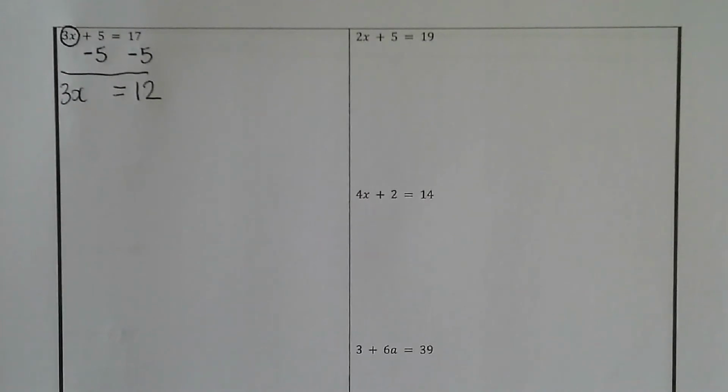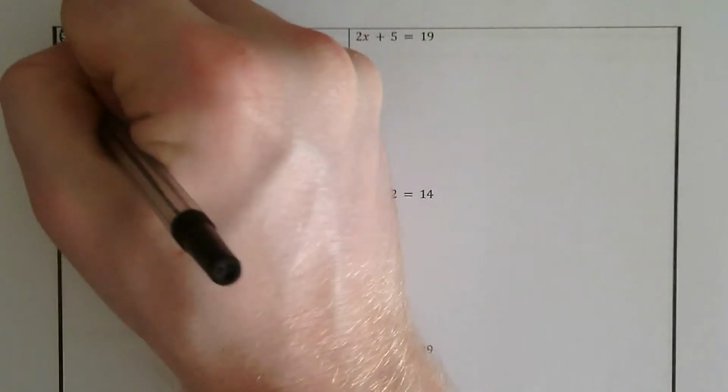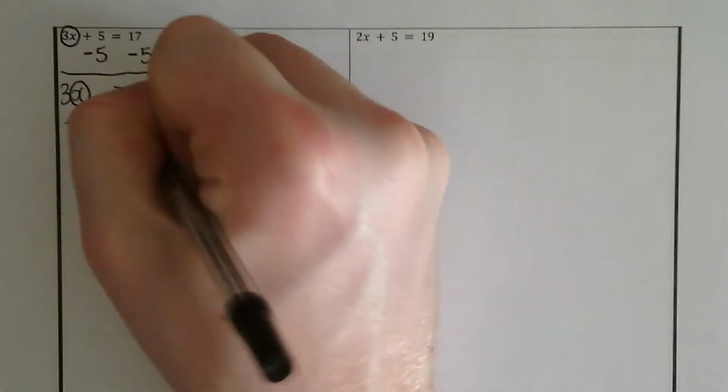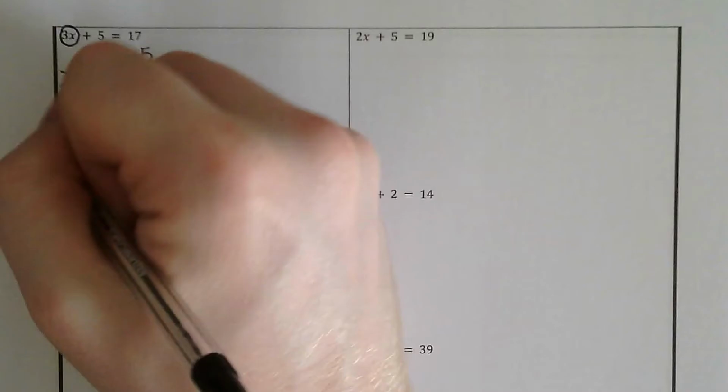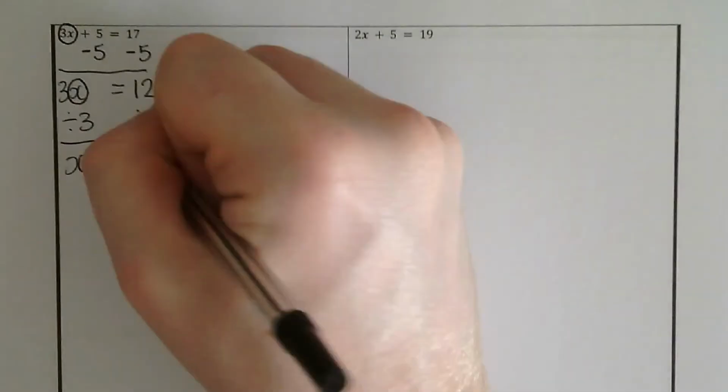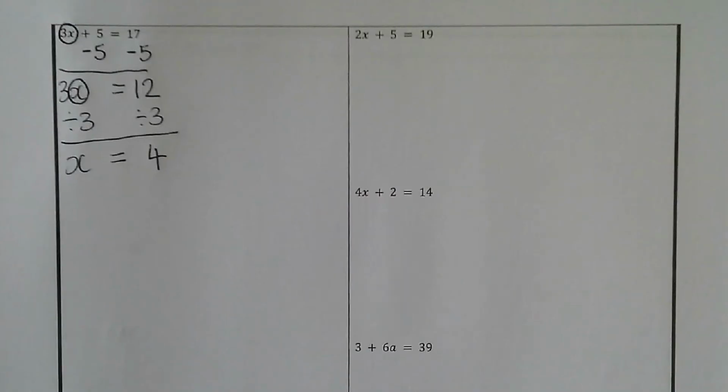This is not the final answer for this question because we have not isolated x by itself. So here, to isolate x, we now need to get rid of the 3. 3 is multiplying x, so in order to get rid of the 3, we do the opposite operation, which is to divide by 3. 3x divided by 3 is just x. The equal sign drops down, and 12 divided by 3 is 4. So the solution for this example is x equals 4.